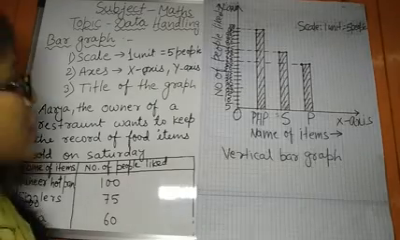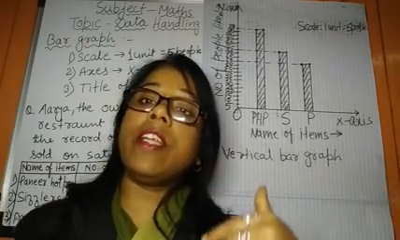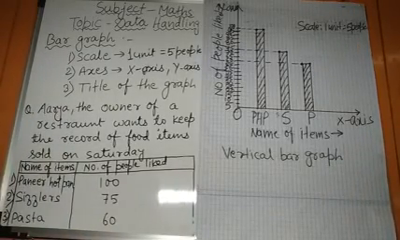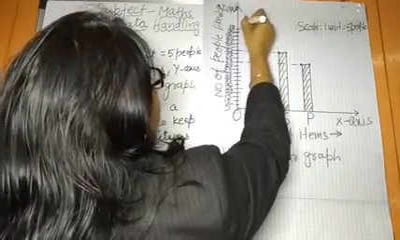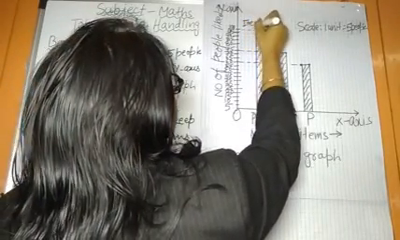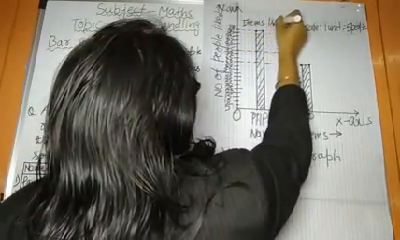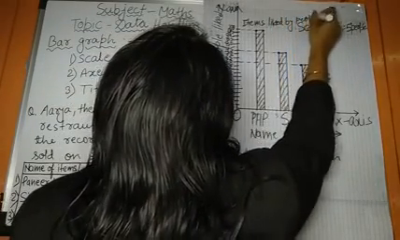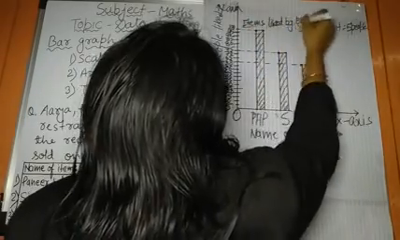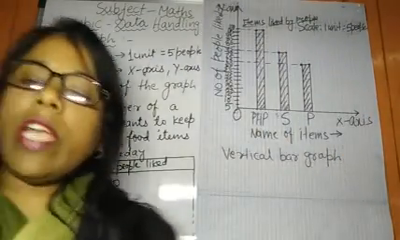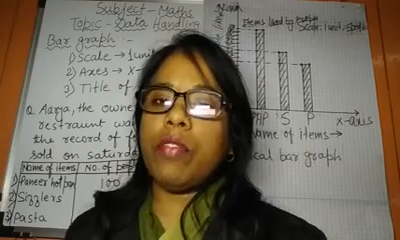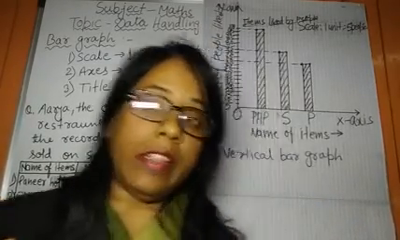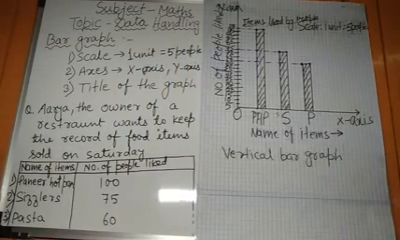Now the next thing is the title of the graph. So what should be the title of the graph? Title of the graph will be items liked by people. You try to give the title of the graph in 4 to 5 words, not more than that. Fine. So this is a bar graph.